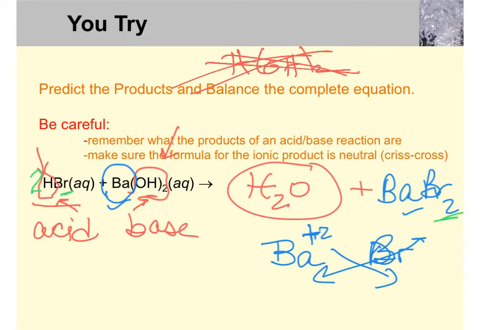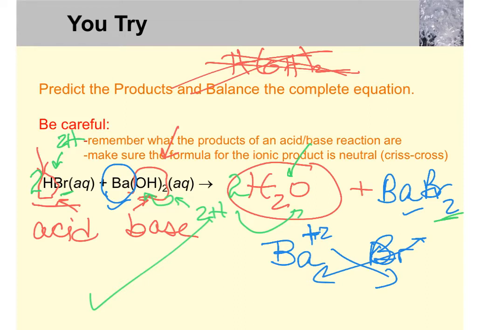Now I have to do oxygen and hydrogen, and I know to do hydrogen first. I have 2 hydrogen from the barium hydroxide, and I have 2 more hydrogen from HBr. So I have a total of 4 hydrogen on the reactant side. Now looking on the product side, I only have 2 hydrogens, so I can easily fix that by putting a 2 in front of the water molecule. And I think I'm balanced. Let's check oxygen. I've got 2 oxygen on the product side and 2 oxygen on the reactant side. I am balanced.